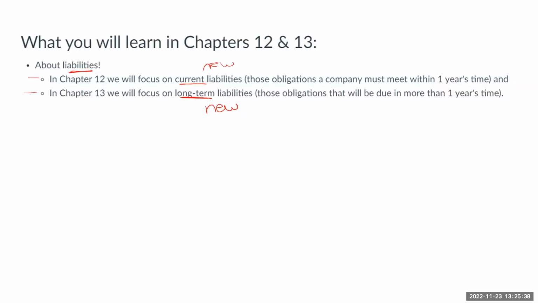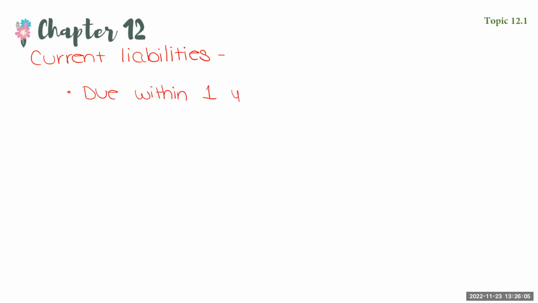All right, so let's start by defining current liabilities. Current liabilities, also sometimes called short-term liabilities, are items that are due within 1 year. I know the full definition is due within 1 year or the operating cycle, whichever comes first. But normally an operating cycle is much shorter than 1 year, so we're comfortable with usually just giving the generic statement of due within 1 year.